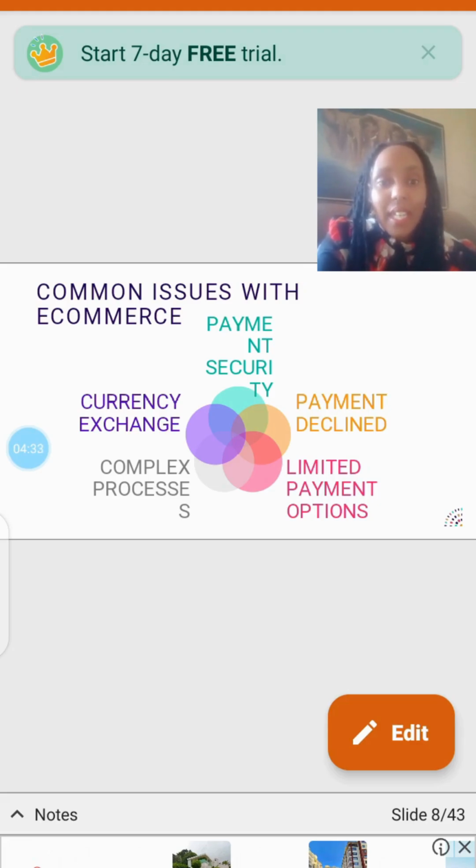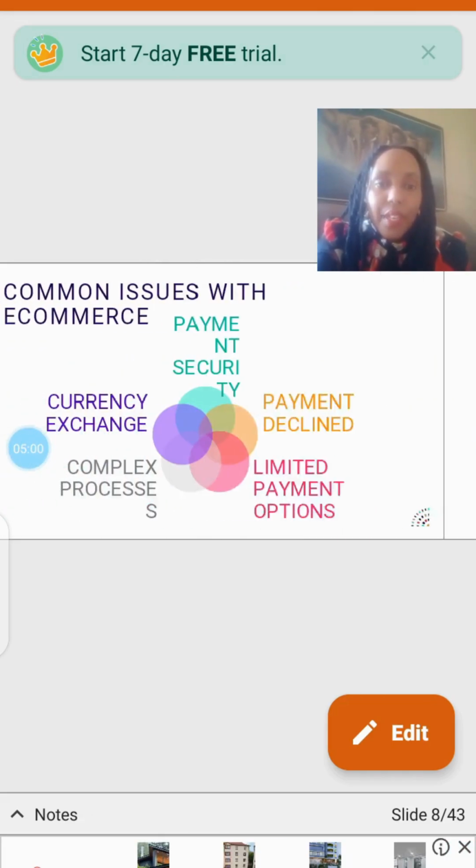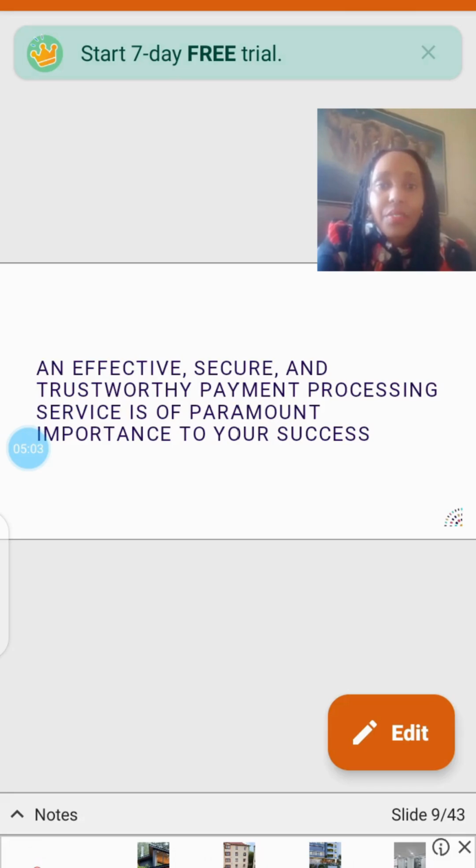Then there are payments declined and limited payment options. A buyer may not always have M-Pesa, and you only have M-Pesa. You can only receive your cash through M-Pesa. You see, you're limiting yourself. Your customers won't be able to pay you even though they have gone through all the process of buying, which we learned in block 3, and now they're in the last process, which is action, and that is buying. So let's see how we can solve that. An effective, secure, and trustworthy payment process service is of paramount importance to your success.